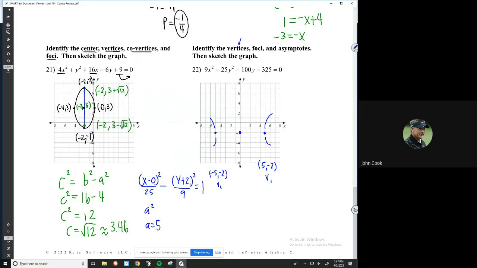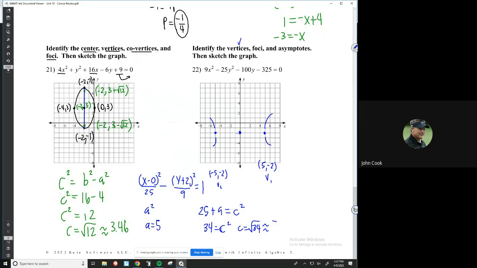What I do is I take the a squared and the b squared, so 25 and 9, and I add them together, and that's going to give me some value c squared. And c is how far away the foci are from the center. If I add 25 and 9, that gives me 34. That means c is equal to the square root of 34, which is real close to 6, like 5 point something. Let's see what it is on my calculator. Square root of 34, 5.83.